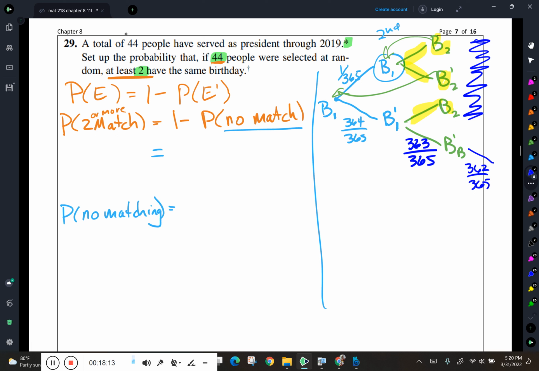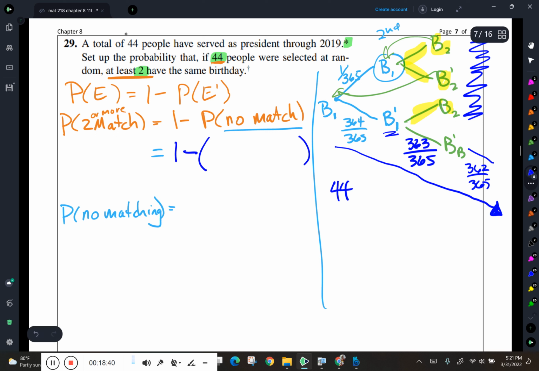And so if I have 44 branches, there's going to be a branch down here on the bottom that goes all the way down that's going to have all of those don't matches in it. And if I take 1 minus my don't matches, I'll have my 2 or more match. So what is that branch going to look like? Well, when there were 2 people, it was this. When there were 3 people, it was this times this. When there were 4 people, it was this one times this one times this one.